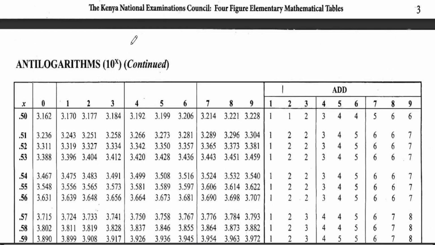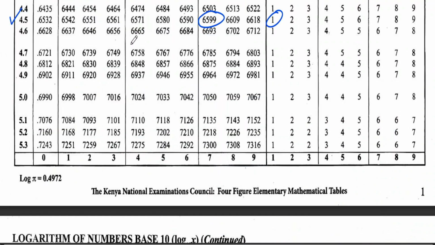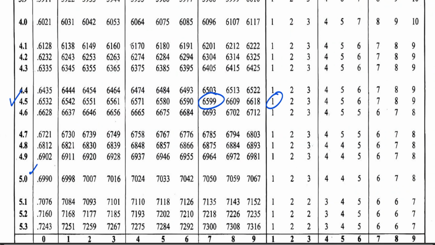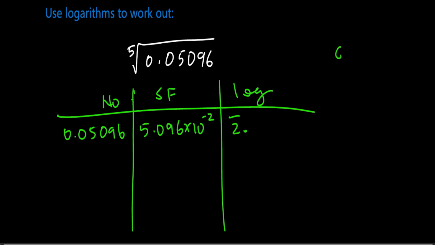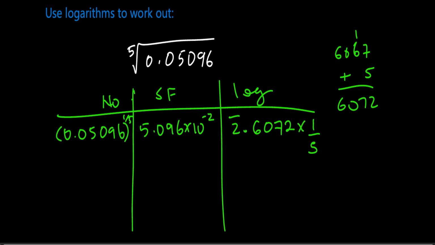5.096, which is here, 5.09, and here 9 and 6. So 7067 plus 5 is going to give you 7072. So 0.7072. Again, we need to multiply by 1 over 5 because it's the fifth root.